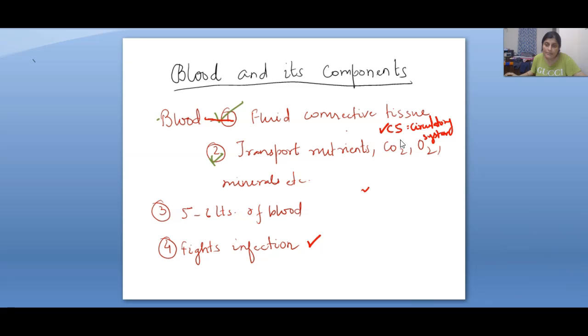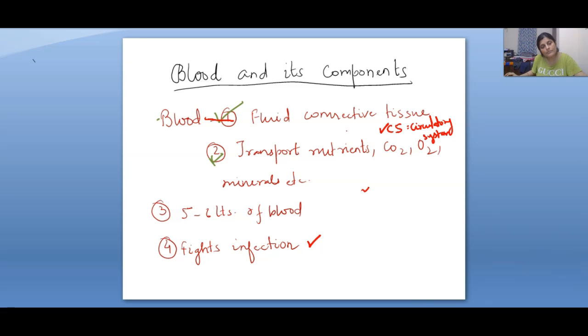In this system the blood flows and carries along with it nutrients as well as gases such as carbon dioxide and oxygen, as well as minerals, and hence helps in transportation. So it is a medium of transportation of nutrients and minerals. An average human being contains about 5 to 6 liters of blood. The first and foremost important property of blood is that it fights infection. How it fights infection, we will be describing in the coming slides.